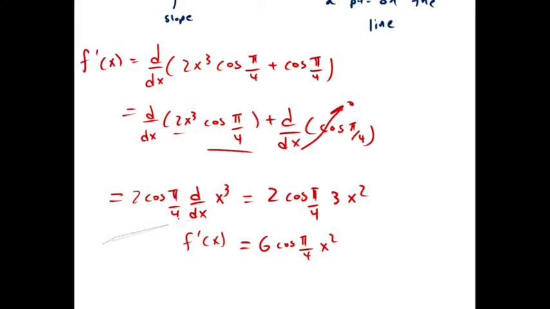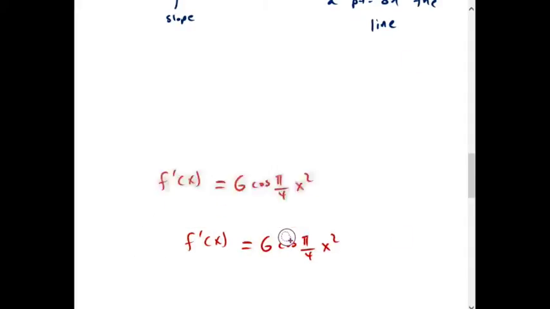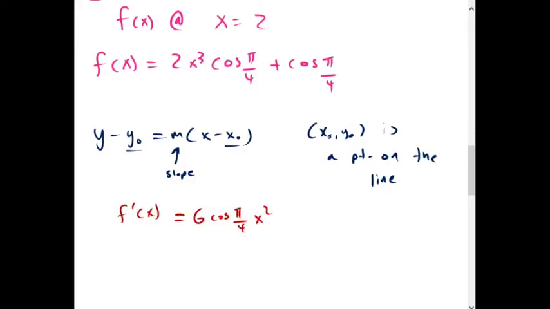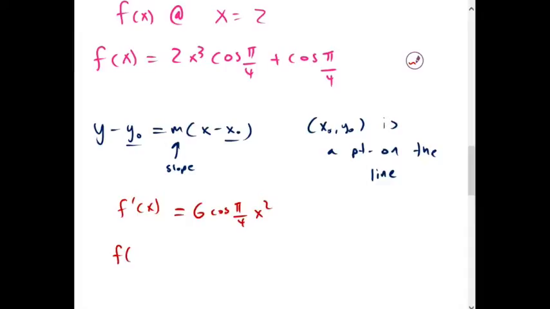And now that we found the derivative, erase all this. Okay, so since we're going at x equals 2, our slope is going to be f prime of 2. That's 6 times cosine pi over 4 times 2 squared, which is 24 cosine pi over 4.